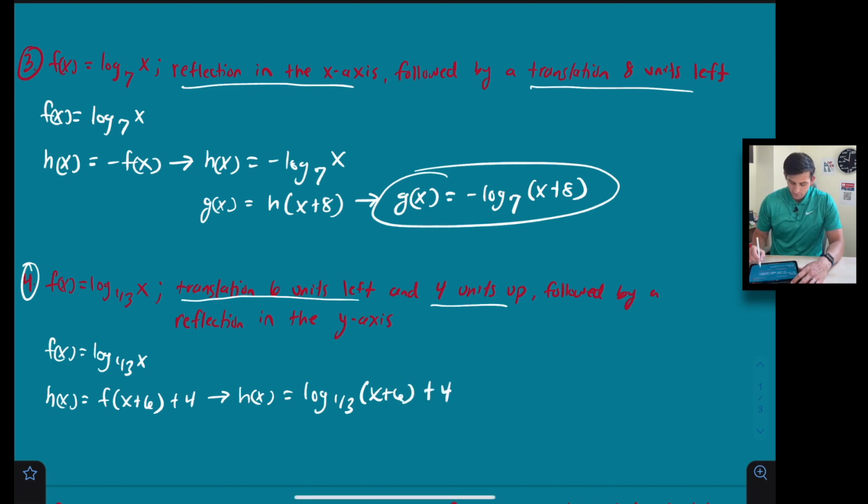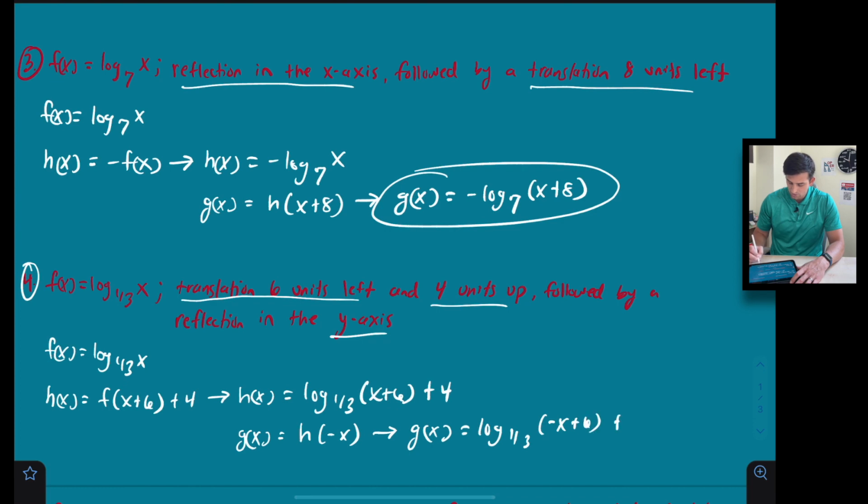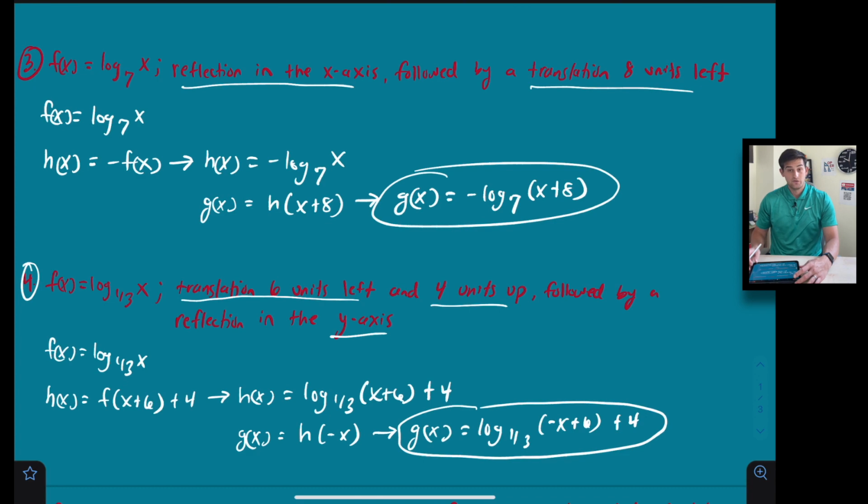And lastly, we're going to reflect in the y-axis. So this time we would be making x opposite. So g of x equals the h of negative x. So that's going to give us g of x would be equal to the log base 1/3. And now this is just going to be negative x plus 6, and then a plus 4 out at the end. Okay, and that'd be our final function for number 4.